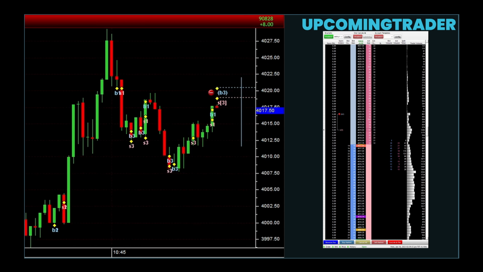Descending triangles, on the other hand, are bearish continuation patterns that often appear in downtrends. They feature a series of lower highs converging towards a horizontal support level. If a bearish crossover aligns with a descending triangle, it can indicate a continuation of the downtrend.